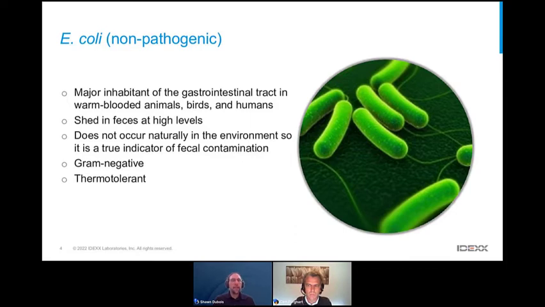A couple other things about it: it's a gram-negative bacteria, and it's also thermotolerant. What this means is that it's able to survive in a wide range of temperatures, up to about 44.5 degrees for most strains of E. coli. So it's a great indicator organism for fecal contamination.